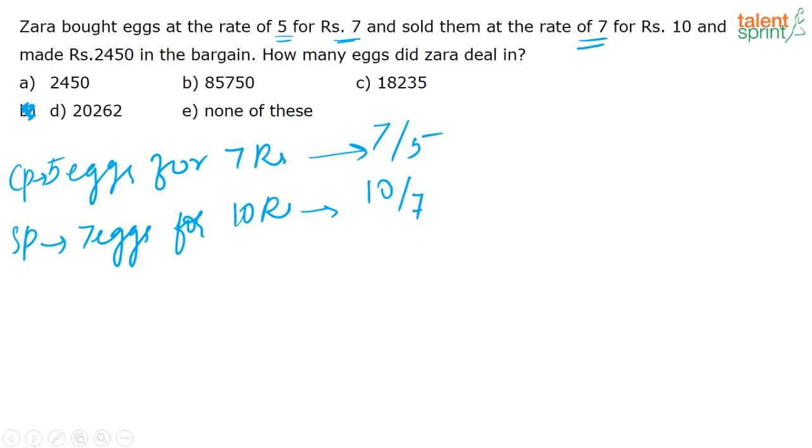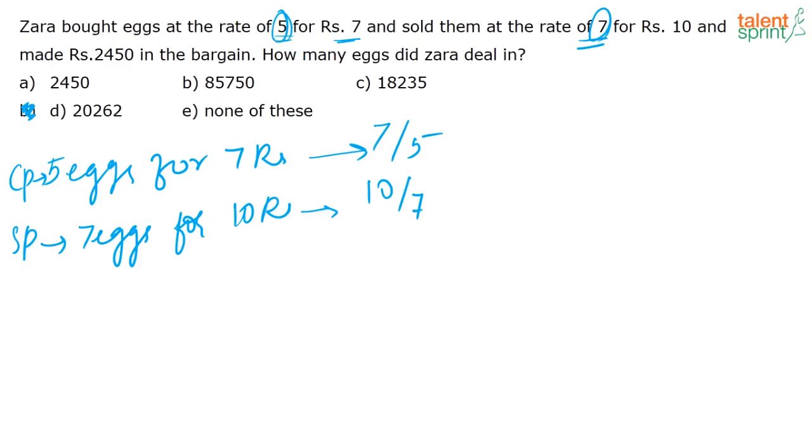Now let's not get into all this. This is actually very difficult to do. Let us try out a different method, or a smart way to solve the question. See, it is given that she is buying 5 eggs for 7 rupees, and then she is selling 7 eggs for 10 rupees. So what I try to do is find some number of eggs with which we can equate these two.